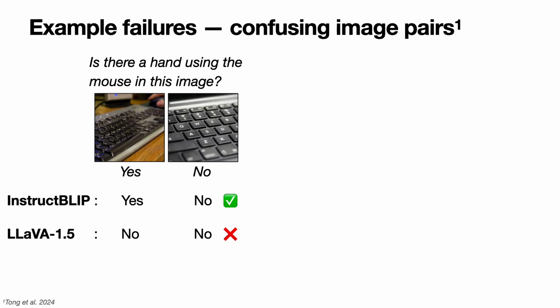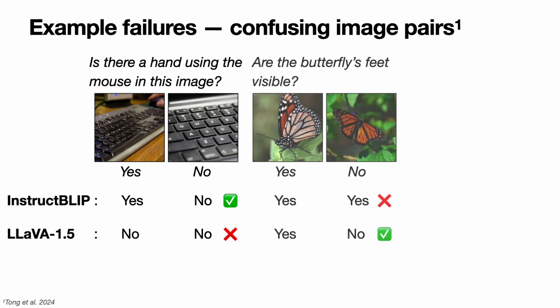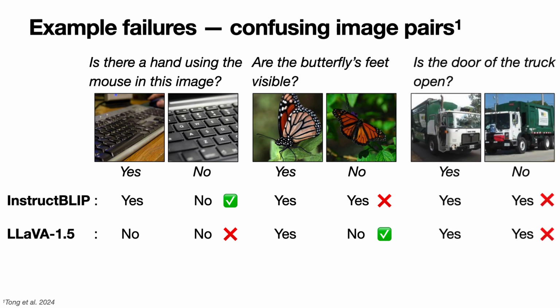As you can see, InstructBlip can correctly answer for both cases, meaning that it can differentiate the visual difference between the 2 images. However, Lava fails to do so and answers no for both images. Another example, we ask, are the butterfly's feet visible? This time InstructBlip fails to differentiate while Lava succeeds. Finally, if we ask, is the door of the truck open? Both methods fail to differentiate the 2 images. Note that in all cases, the question is easily answerable by a human, yet the models fail to perform consistently well.